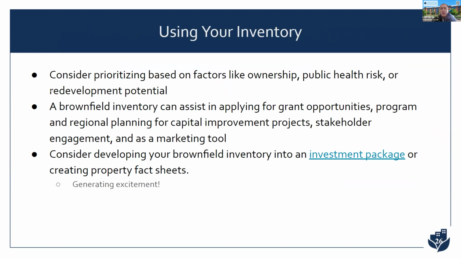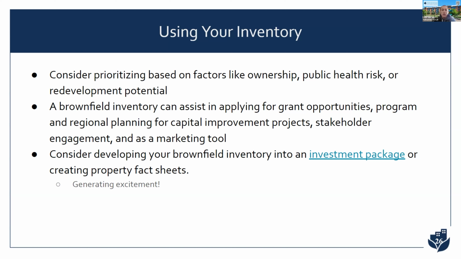With the inventory, we can prioritize on different factors like ownership. We saw a challenge scale. We could think about public health risk, or we could be looking at redevelopment potential in terms of which properties could develop revenue for the area. And as I just mentioned, having that inventory makes it so much easier to take advantage of grants, and to do the regional planning, because you have data that people can visualize and tie in to the other systems that they might be using.